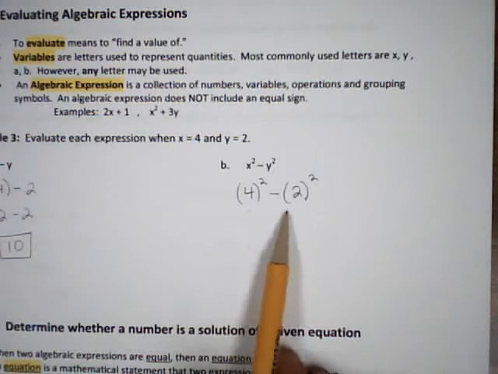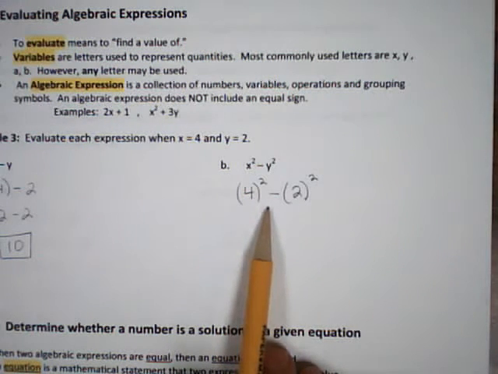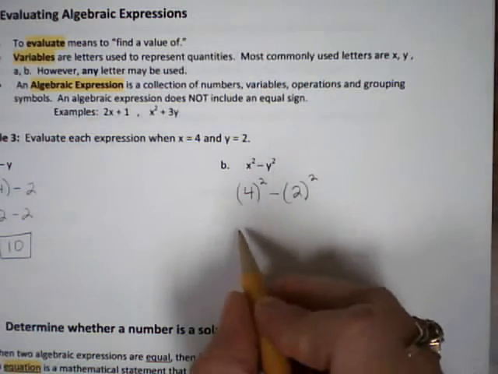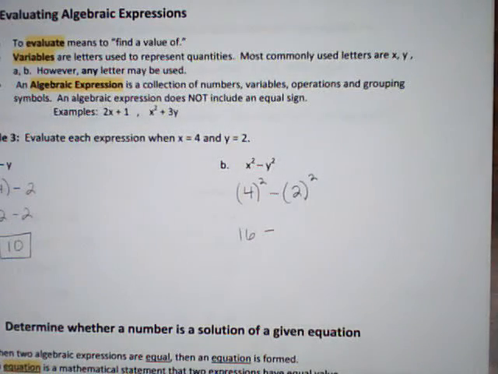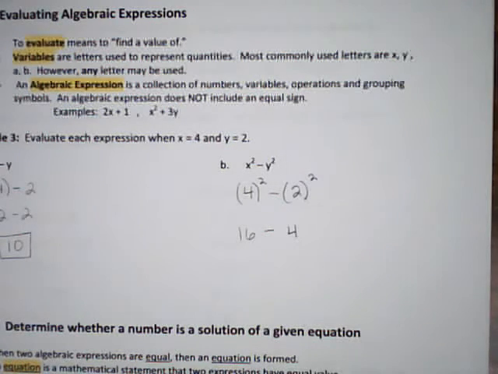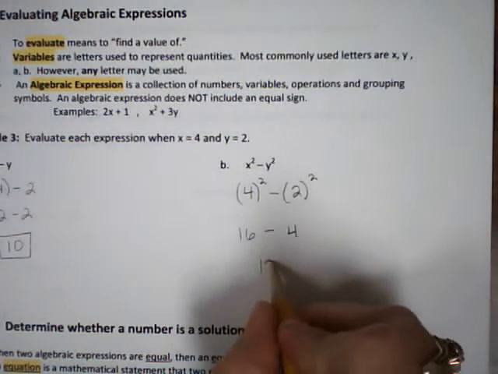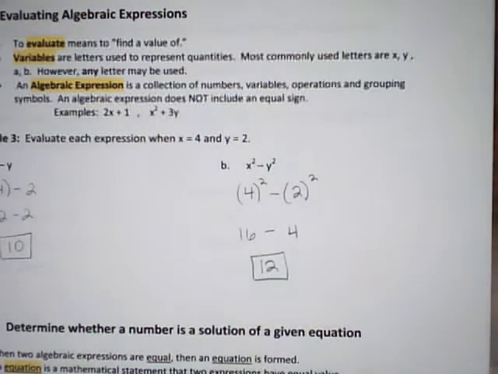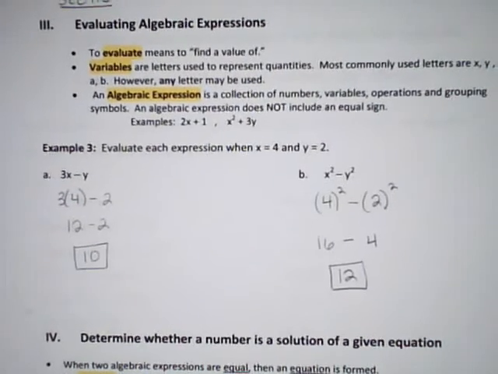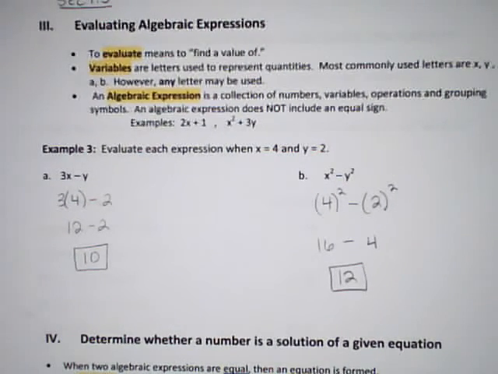So what do I do first? Well, before I can subtract, I have to clear my exponents. So 4 to the second power is 16, minus 2 to the second power is 4. 16 minus 4 is 12. So 12 would be my solution. And again, this is called evaluating an algebraic expression.